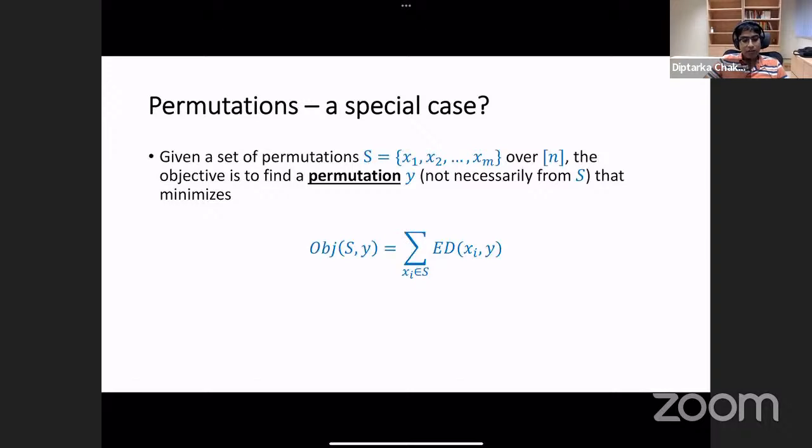But when I consider the median problem, is it really a special case? What is the median problem when the underlying space is Ulam? Again, we are given a set of permutations, which are essentially n-length strings. The objective is to find a permutation Y, again not necessarily from S, that minimizes the sum of distances. And now you can see that this is not really a special case. Why? Because now I am asking to output a permutation. When it is defined over strings, the output could be an arbitrary string, but here we have an extra restriction that the output has to be a permutation. So that's why the median defined over permutations is really not a special case of the edit median, although the Ulam metric is a special case of the edit distance.